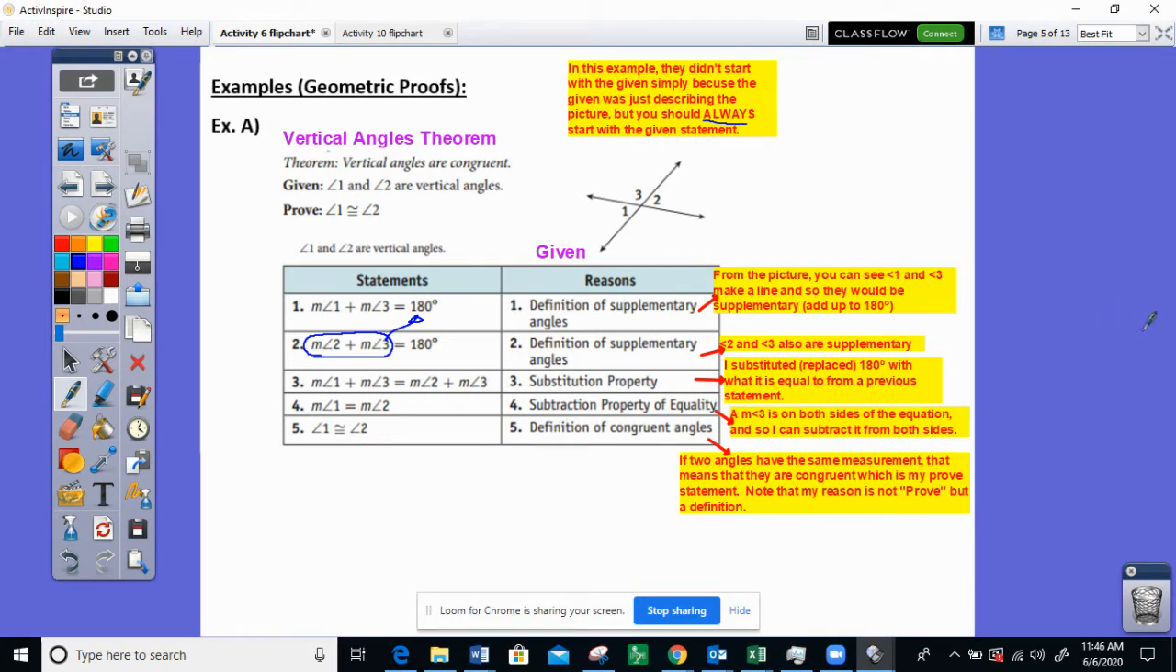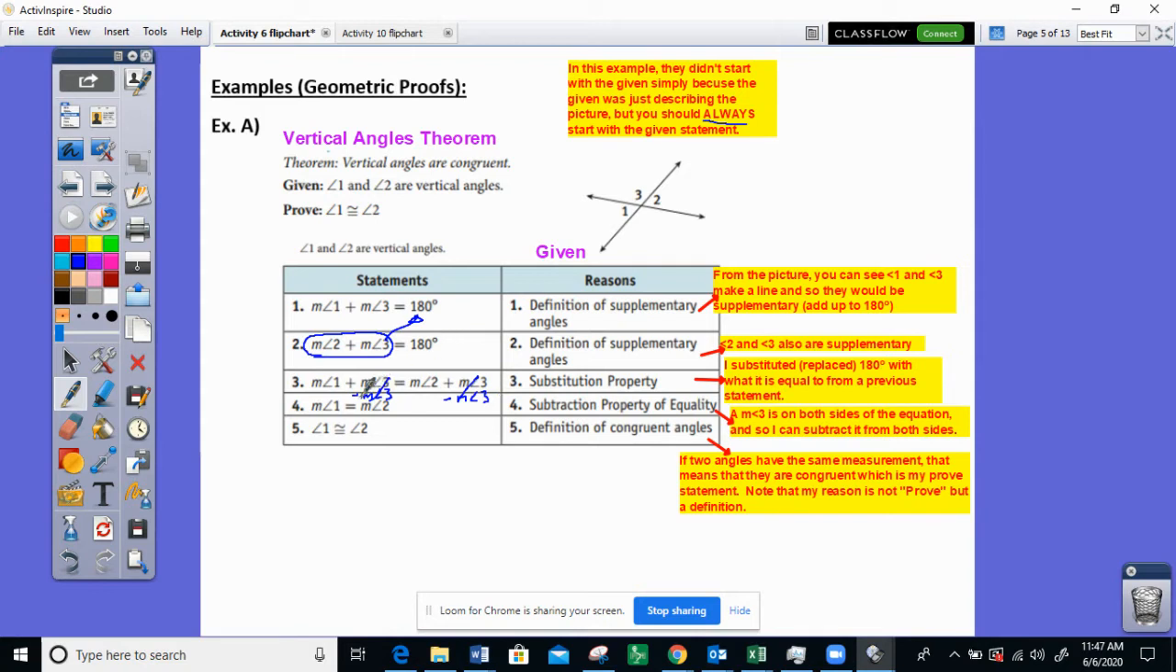That's the substitution property. So they didn't show the work here, but we could maybe show that work by putting minus the measure of angle 3 on this side of the equation and minus the measure of angle 3 on the right side of the equation. We subtracted the same quantity on both sides of the equation. Therefore, the equation is still true. In algebra class, your algebra teacher might have showed you to cross those off when they cancel out. So we're left with the measure of angle 1 equals the measure of angle 2.